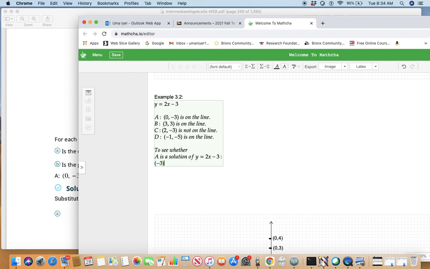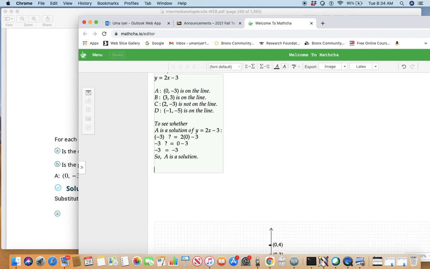So, negative 3 for y. Question is, is it equal to 2 times 0 for x, minus 3? Well, negative 3. Question is, is it equal to 2 times 0, which is 0, minus 3? Negative 3. Question is, is it equal to 0 minus 3, which is negative 3? Indeed, no more questions. It is true. So, A is a solution. So notice, it is on the line, it is also a solution.